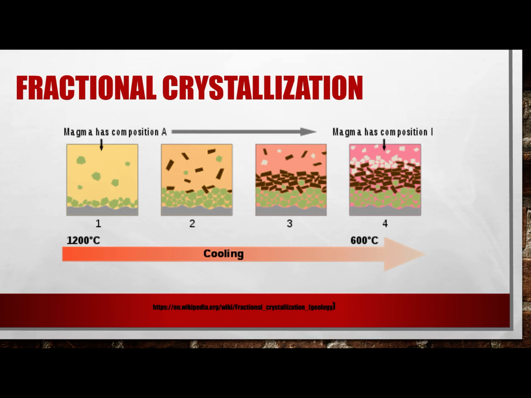Fractional crystallization and partial melting are the same idea, they're just working in opposite directions. So if things have to get a lot cooler before one crystal will form, they don't have to get as hot for that same crystal to melt. It melts and forms at roughly the same temperature.